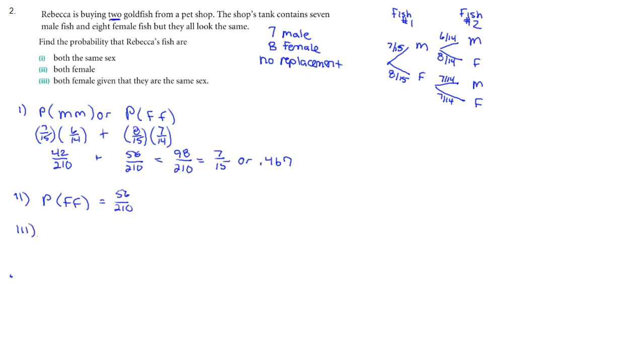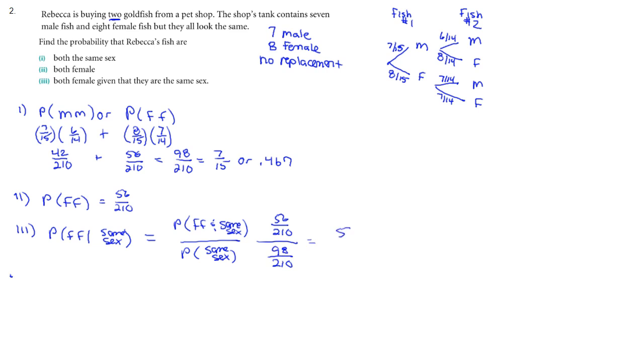And if I go to part 3, both female, given that they are the same sex, well, all we've got to do here is figure out the probability of them being both female and being the same sex, which, if they're both female, they have to be, and the probability of being the same sex. So if you take a look, the probability of being female and the same sex, that's 56 over 210. We already figured out the probability of being the same sex, that's 98 over 210. When I divide those, I get 4 over 7, or 0.571 to 3 significant figures.